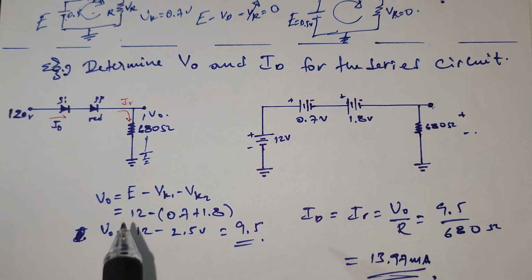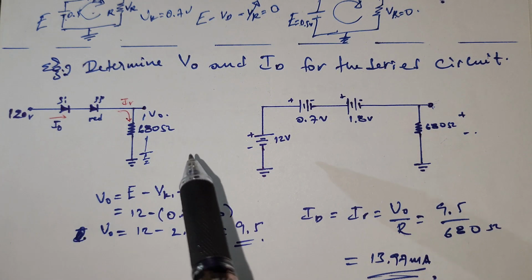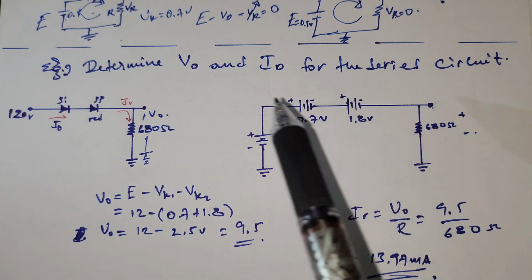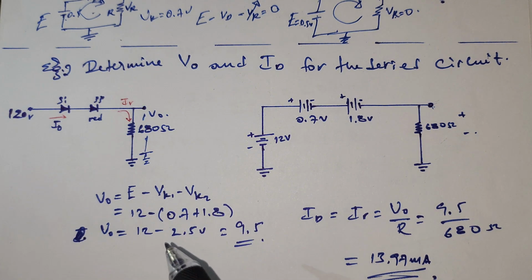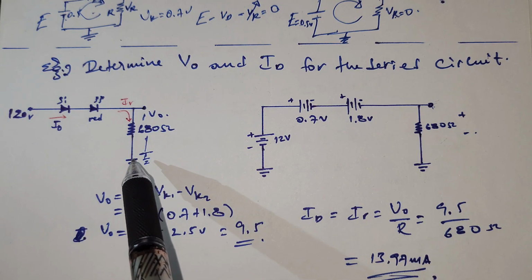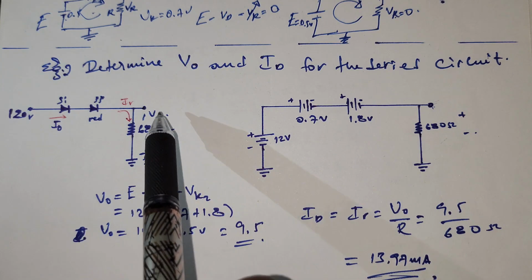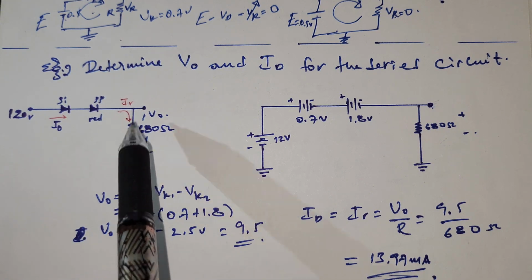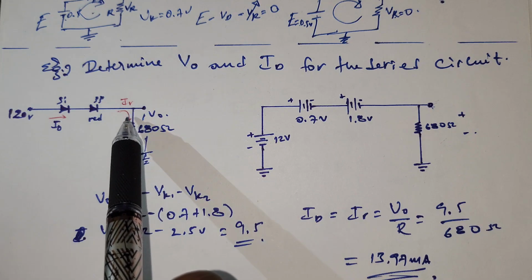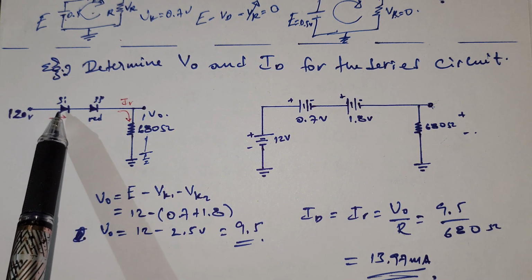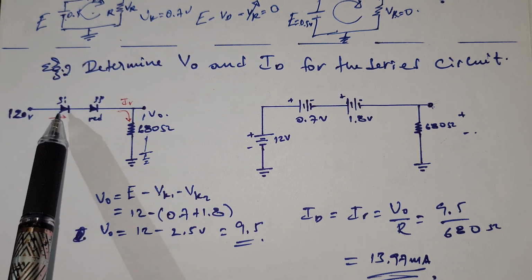In order to know the amount of V output, we put the probe of the multimeter, just practically, I'm trying to visualize, across this resistor, across these 2 points. So the V output is in parallel with this 680 ohm resistor. So we have two diodes which are set in series.